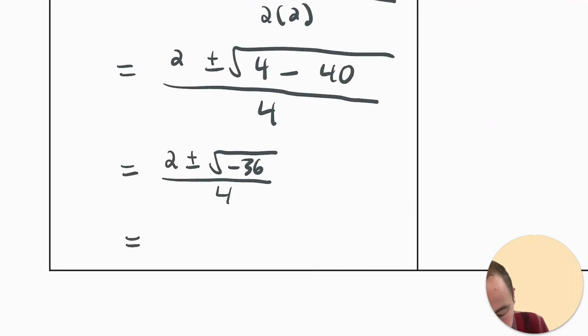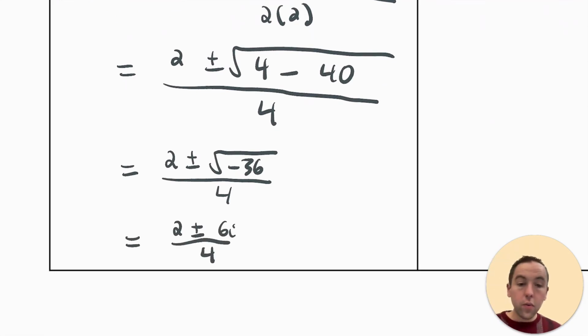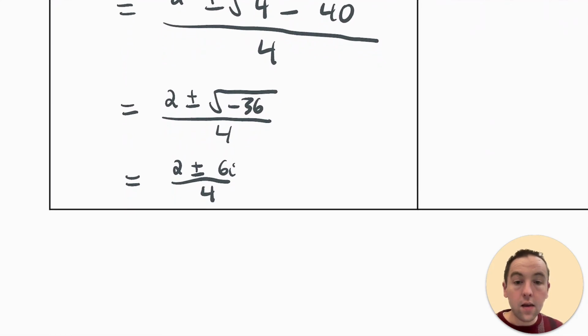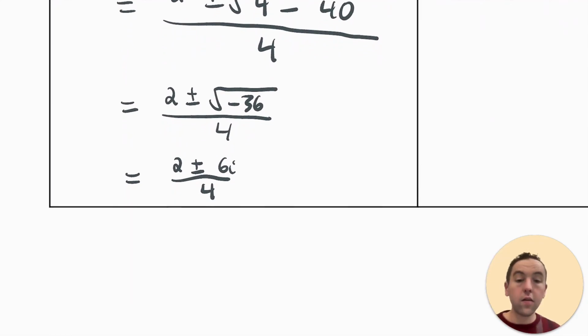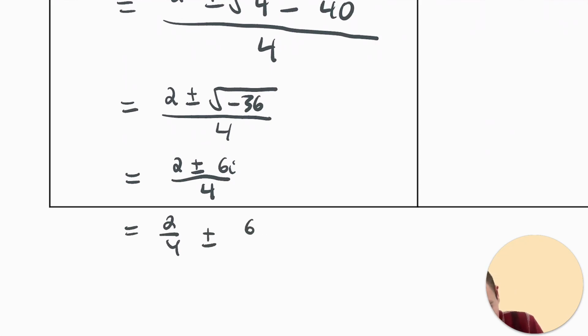So it turns out that the square root of 36 we actually know is 6, right? But since it has a negative, it's actually 6i. So we end up getting 2 plus or minus 6i, and that's all over 4. So we don't want to leave it like that. We want to write this as a separate real number plus or minus an imaginary part. So I want to write that as the 2 fourths and then plus or minus the 6i fourths, or just 6 fourths with i after it.